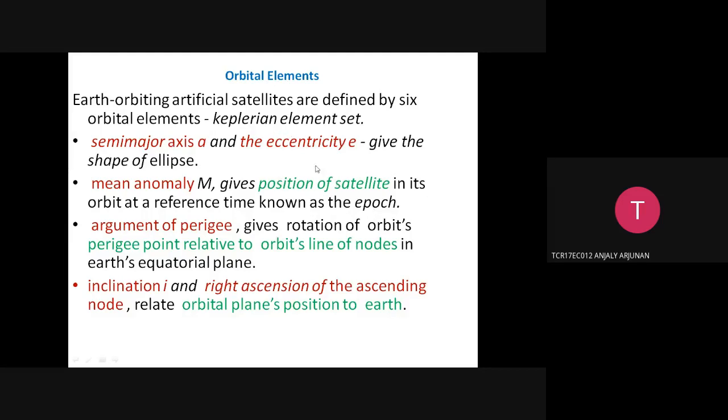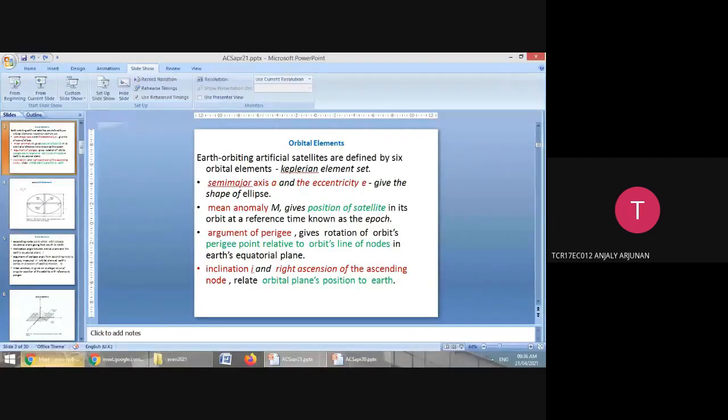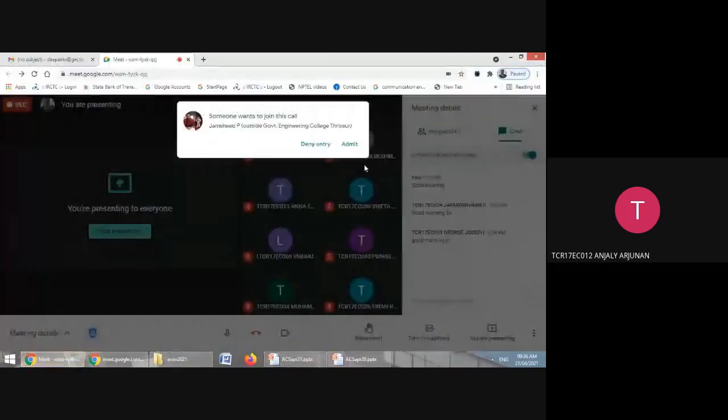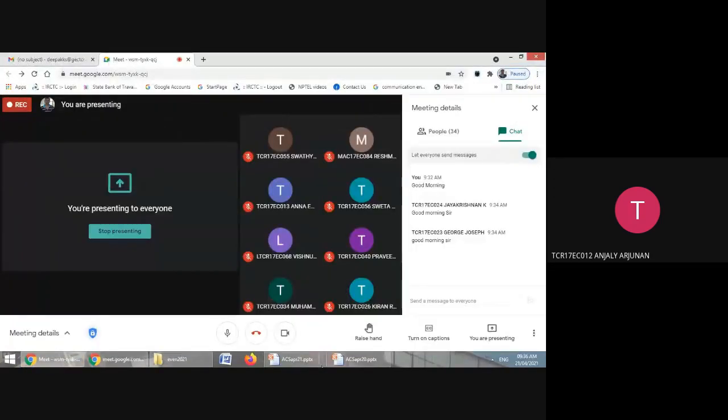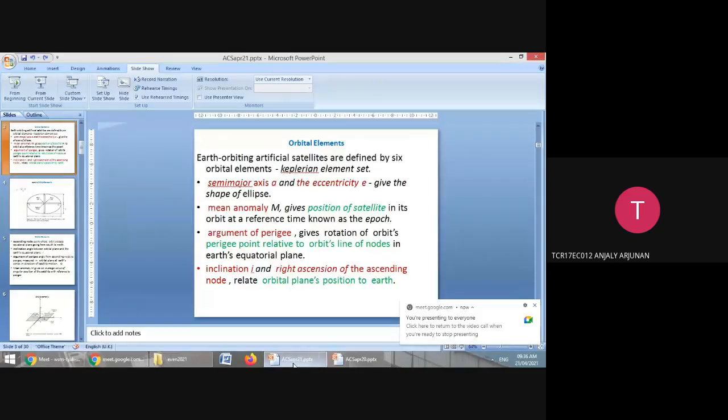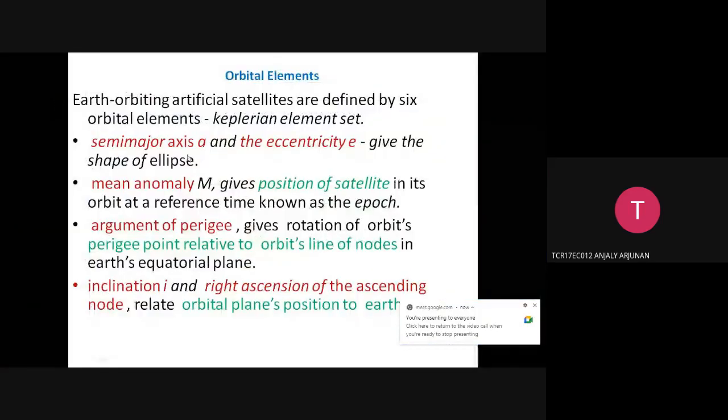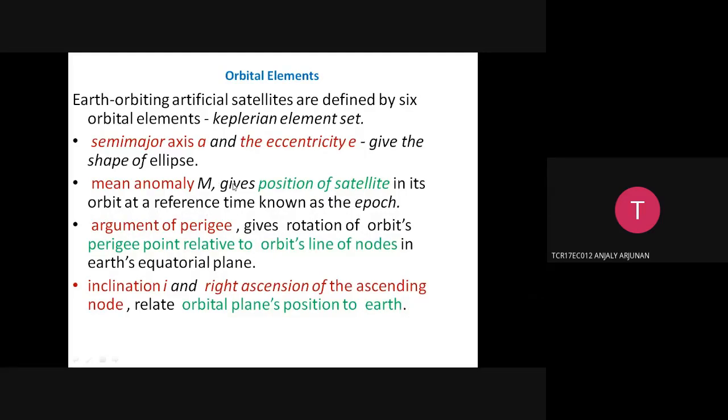And eccentricity e is less than 1 for an ellipse, the root of a squared minus b squared, divided by a. That is eccentricity. And these two together give the shape of the ellipse. Mean anomaly is another parameter.